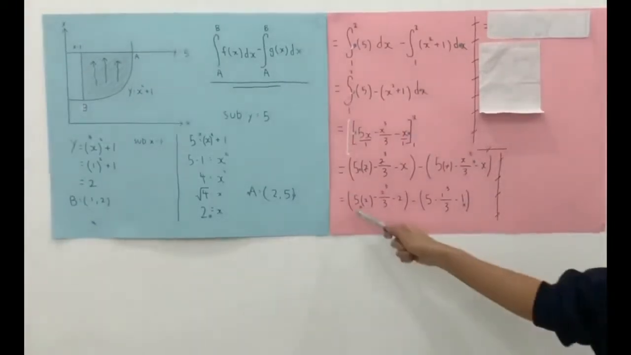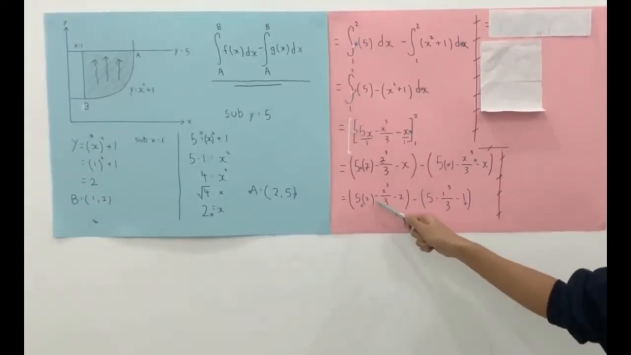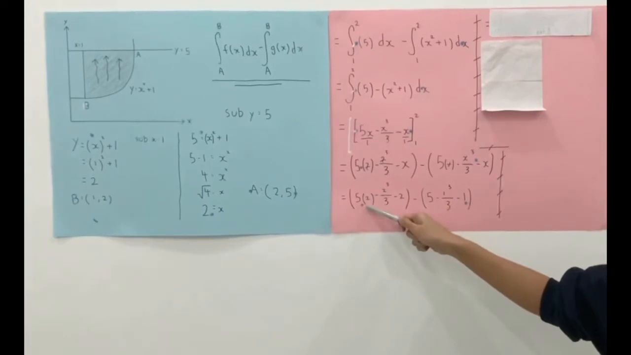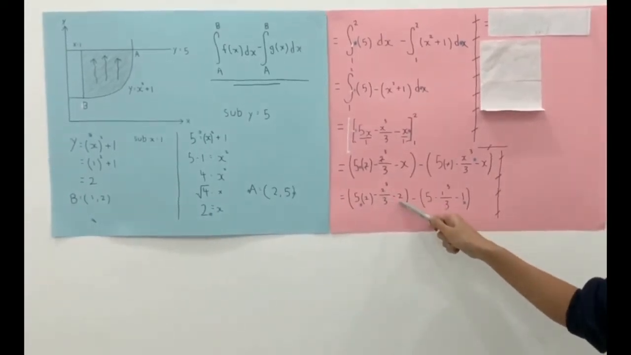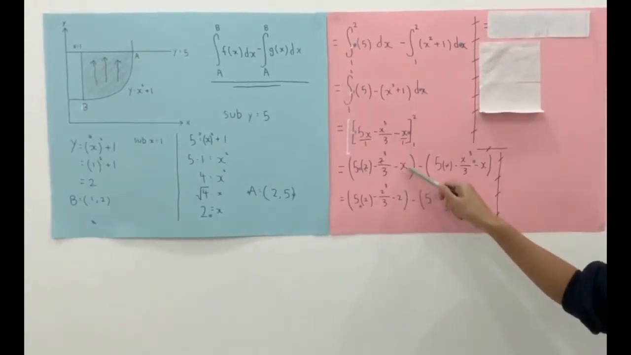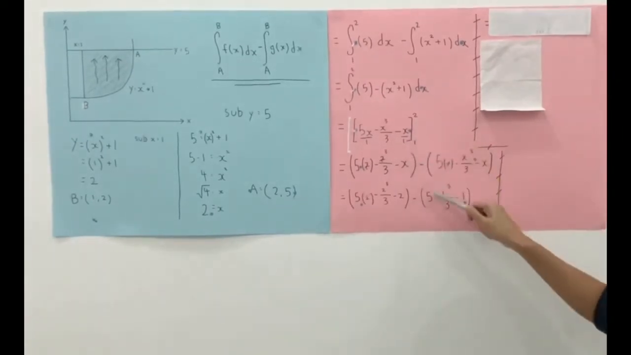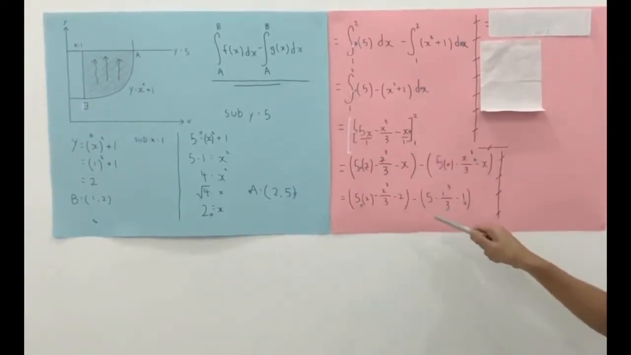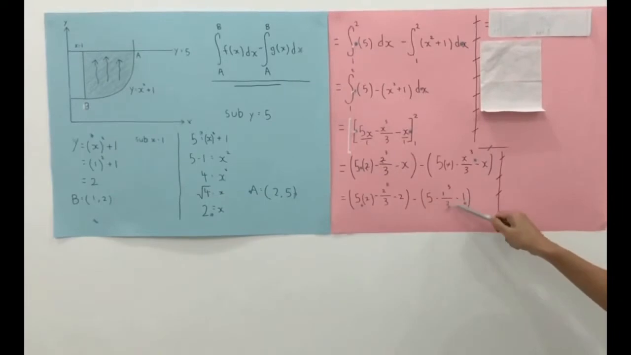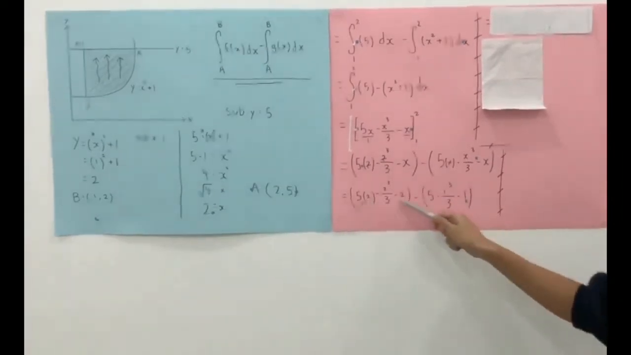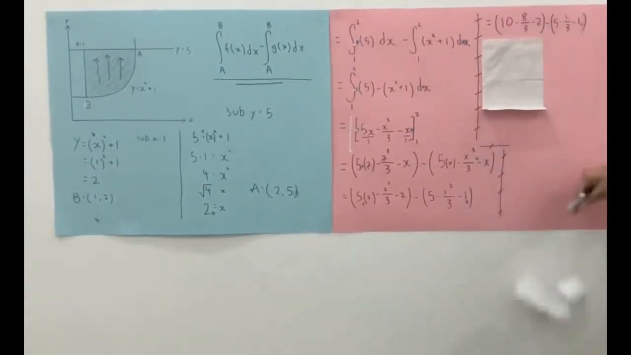Like so. 5 times 2, which used to be x, times 2 times 2 times 2. Both of these used to be an x. So we substitute x with 2, and then this one x with 1. As you can see, this used to be x and this used to be x. Once we subtract both of them, we get this.